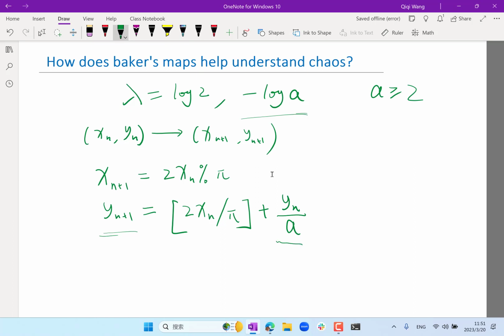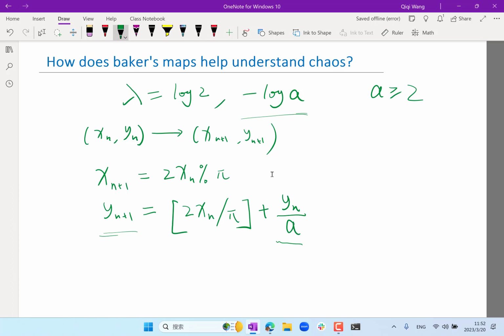Imagine you have a small perturbation, and the small perturbation is exactly in the y direction. So you are not changing x, only changing y. Then after one iteration, that small perturbation gets shrunk by a factor of a. 2 iterations, shrunk by a factor of a squared, etc. Right? So if you take the logarithm of the magnitude of the perturbation after t steps, you get t times minus log a. So that's why there is a minus log a Lyapunov exponent.